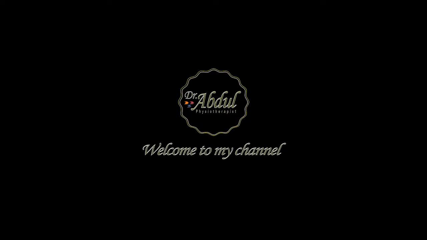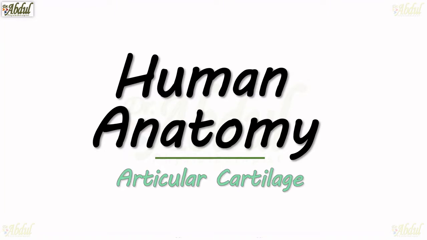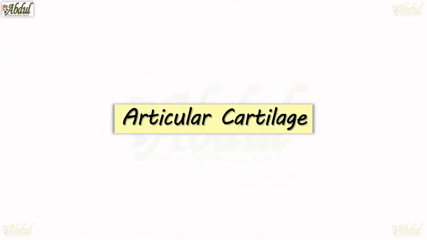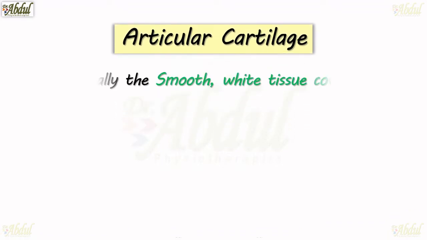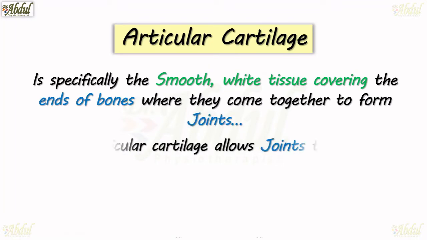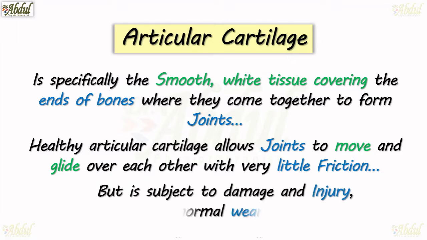Welcome to my channel. Human anatomy, articular cartilage. What is articular cartilage? Let's talk about this in this video. Articular cartilage is specifically the smooth white tissue covering the ends of bones where they come together to form a joint. Healthy articular cartilage allows joints to move and glide over each other with very little friction, but is subject to damage and injury as well as normal wear and tear process as age advances.